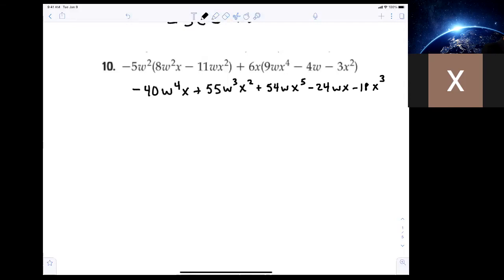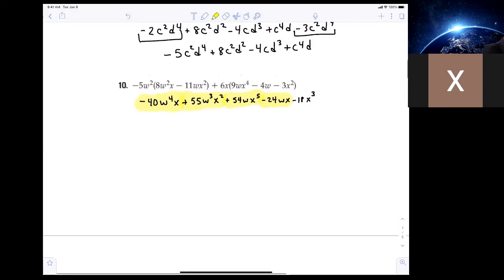Now, is there anything I can combine with this? No. What about this? W cubed x squared. Is there a w cubed x squared anywhere? No, nothing can be combined. All right, what about the 54 w x to the fifth? What about 24 w x? No. So guess what? That is the answer.